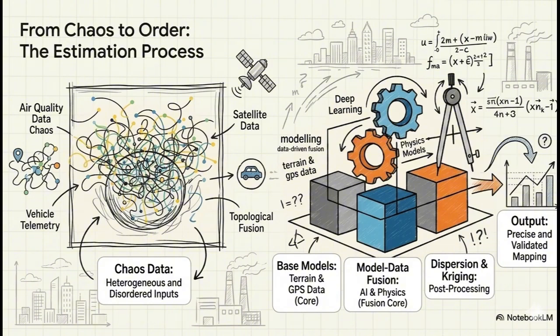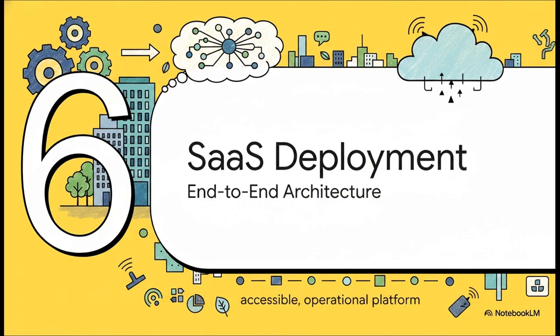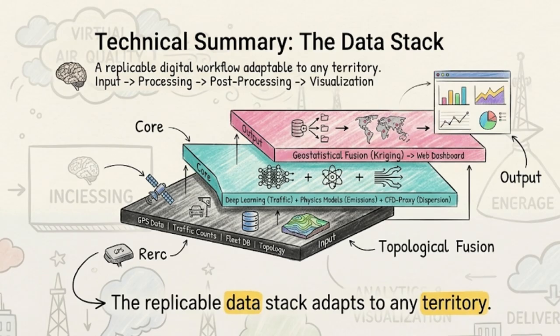All right, final section, SaaS deployment architecture. Let's step back from the algorithmic level and look at how this whole complex system gets deployed operationally. It's deployed across a 3-layer validated data architecture. Layer 1 handles the complex data ingestion from all those heterogeneous sources. Layer 2 is the hybrid computing core, which runs both our deep learning models and the physical fluid solvers. And finally, Layer 3 handles the complex geostatistical output via kriging. It's a completely automated, reproducible stack.